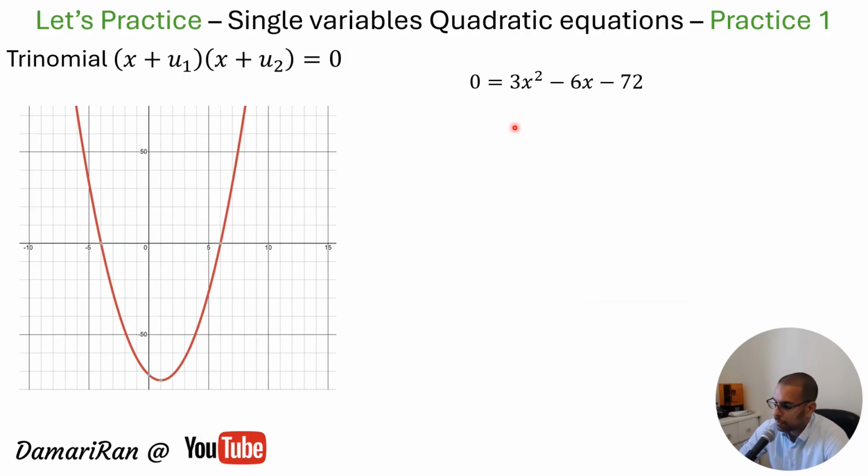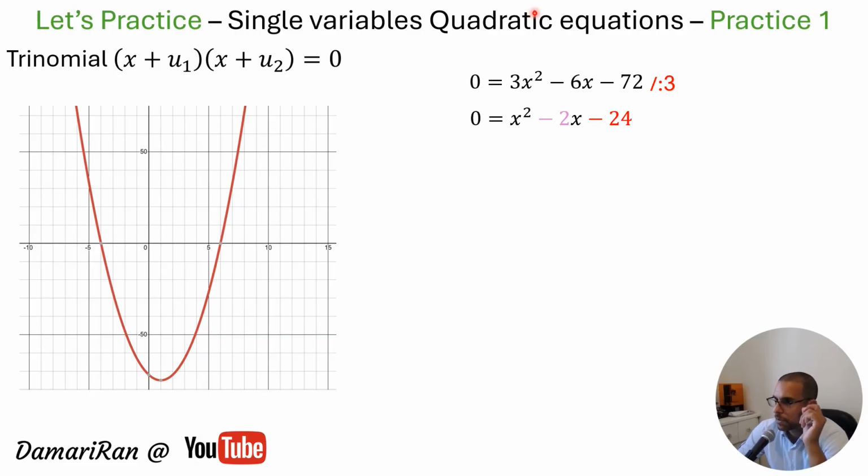Here, the first thing I want to do, can you guess? I want the factor here to be equal to 1, so I will divide everything by 3. Now I have it like that. I want you to do it yourself now. Really, don't cheat. I want you to write down two numbers that, adding them up together, will give me minus 2, and multiplying them together will give me minus 24. So take a minute, do it yourself, and I'll see you in a minute.